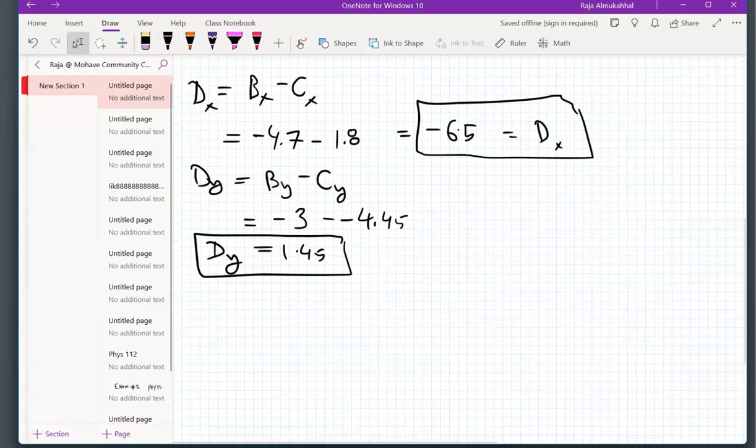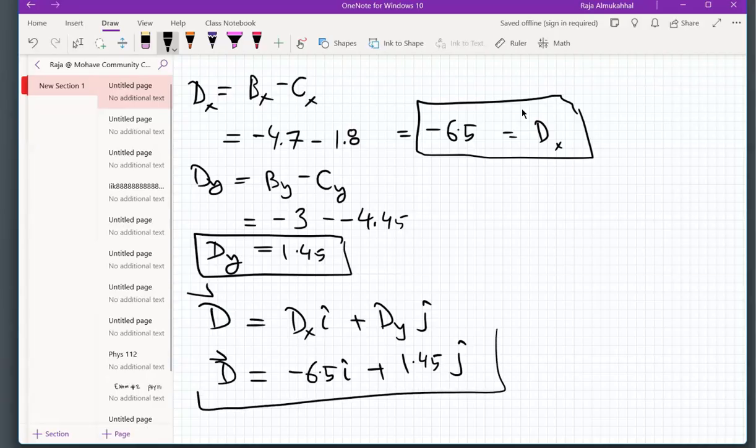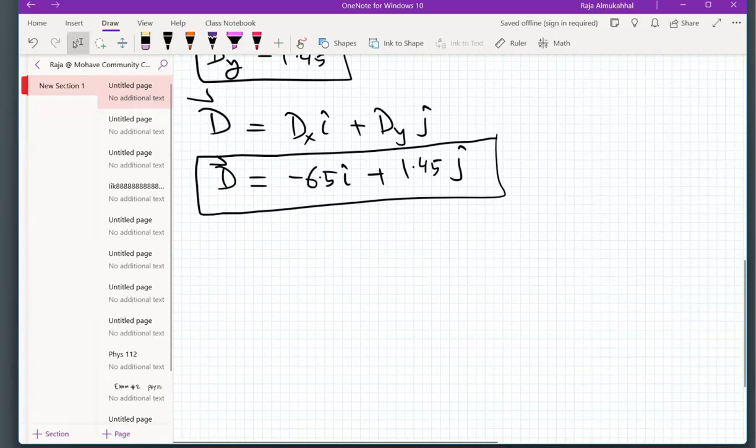He said find the magnitude and direction. So what is d in this case? Well, first of all, let's find the d vector. So the d vector basically is d sub x i plus d sub y j. I'm not sure if you're familiar with this vector notation. If not, you can ignore it. And that would be basically, the d vector would be something like -6.5 i plus 1.45 j, and that would be the d vector, the vector form. I'll come back to it in a second. I want to show you a drawing of it, but let's get the magnitude of it.